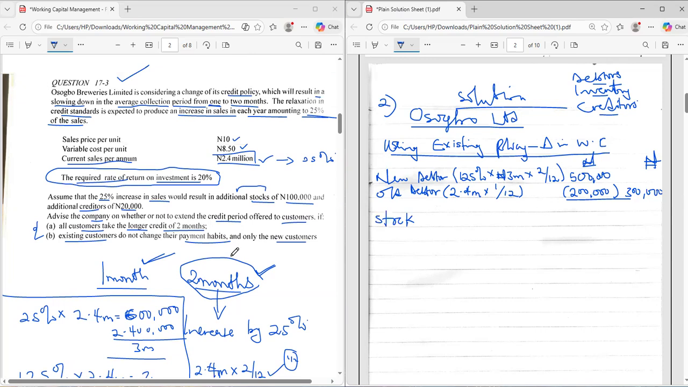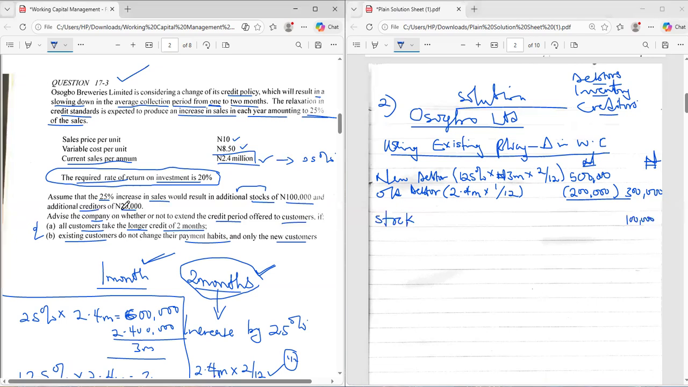Now, looking at the question, who can guide us how we can address stock? They told us to assume that the 25% increase in sales would result in additional stock of 100,000. So they're already giving you the addition directly. There's nothing to do like old and new. So that addition is 100. That one is direct, simple. Makes sense? Then there is an additional creditor of 20,000.